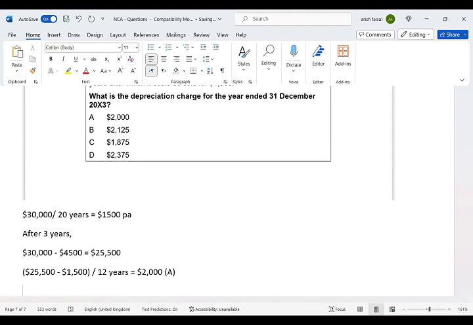And the net book value of this asset: the cost was 30,000. You've been charging 4,500 depreciation in the first 3 years, and then you charge 2,000 for the fourth year. So total depreciation charge would be 6,500, and the net book value of this asset will be 23,500 at the end of December 2013. That's after 4 years of acquisition. Net book value at 31st of December 2013.